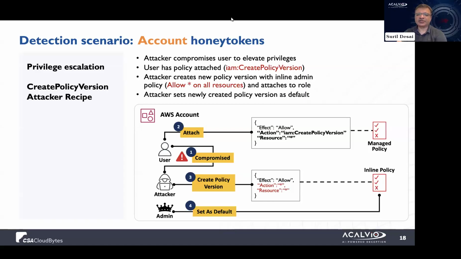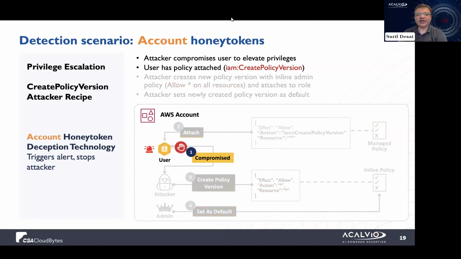Once they gain access to that type of a policy version and they create it, they can now attach it to that particular user or the role and then assume that role. And now they are able to gain privilege elevation. They can become admin from the original user account that they were on. So now let's look at this type of attack and see what honey tokens can do in this context.